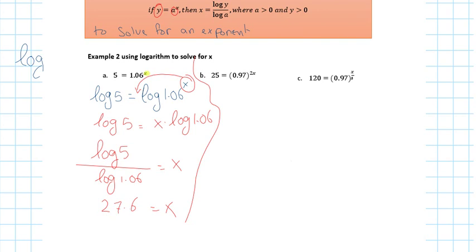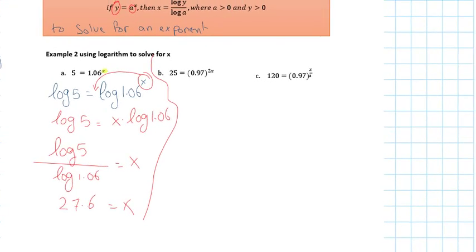So, what do I do for this one? I'm looking for the exponent, and my exponent is 2x. Since I'm looking for an exponent, what do I do? Still the same thing. Log of both sides. 25 equals 2x. I'll just write this here.